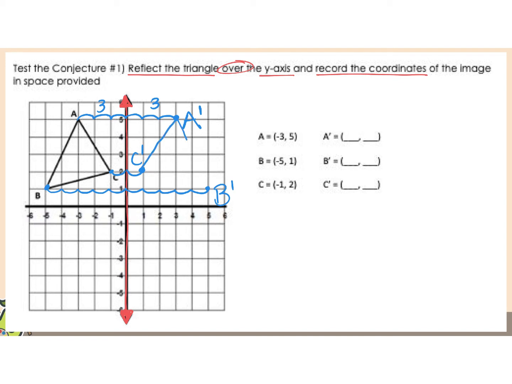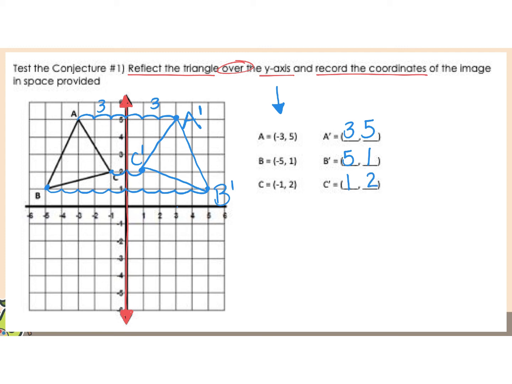Make sure it's a straight line. So we flip the shape over, and we flipped it over that red line. That's called a reflection. So now they gave us A, B, C. We need to find where A prime, B prime, and C prime are. So A prime is located at 3, 5. And B prime is located at 5, 1. And C prime is located at 1, 2.